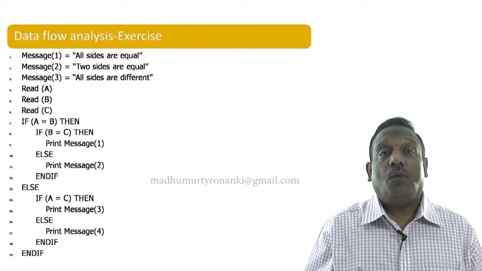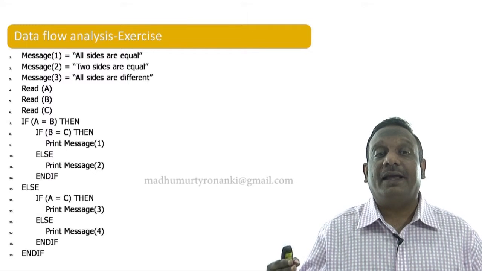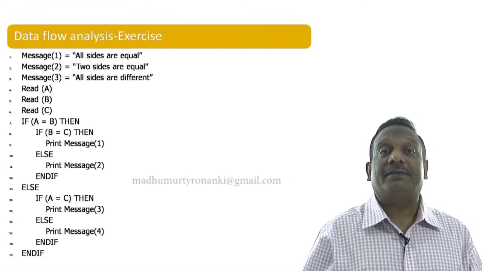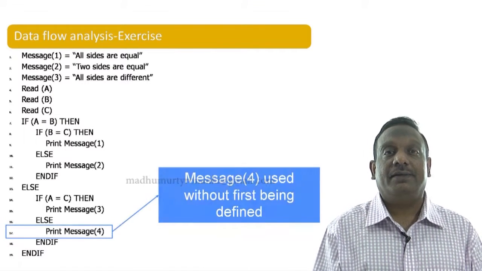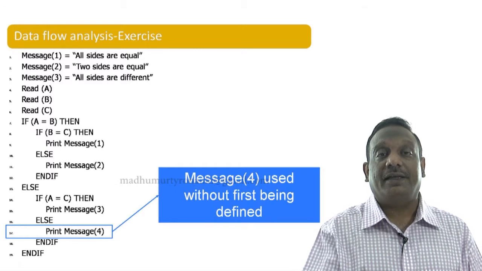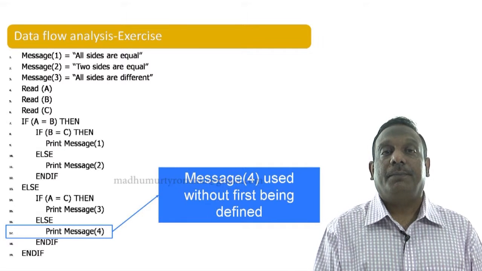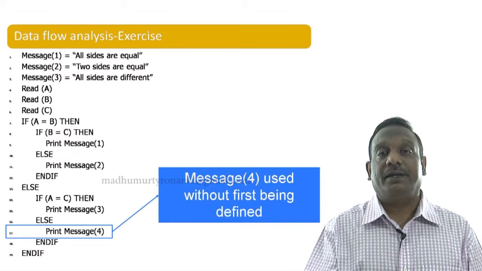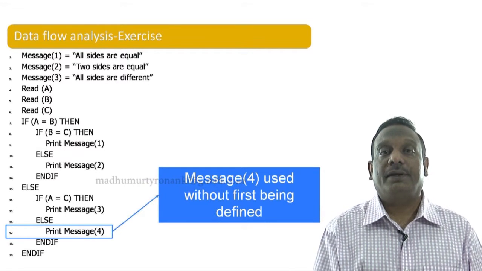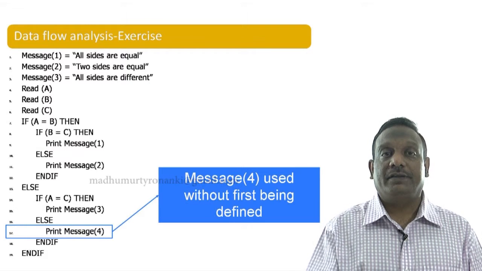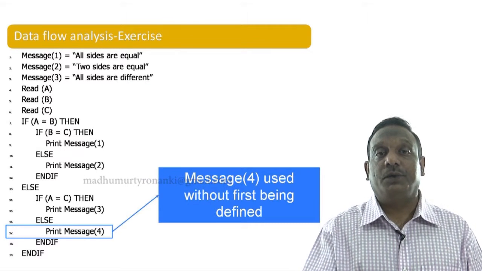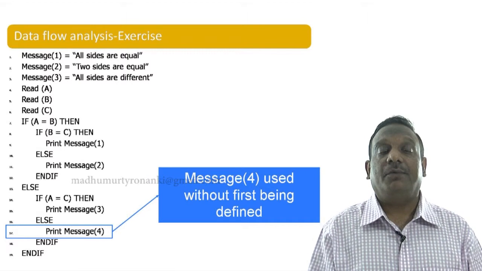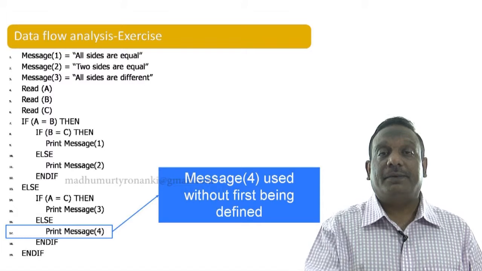So now let us look at what is happening at line number 17. For a particular situation, we are printing message 4. Has it been defined? No. So that is a data flow problem. Message 4 is being used without first being defined. That is a problem. It can be erroneous. So it is like without D, it is being used and then killed. That is not a valid kind of path. So that is why that is the problem.